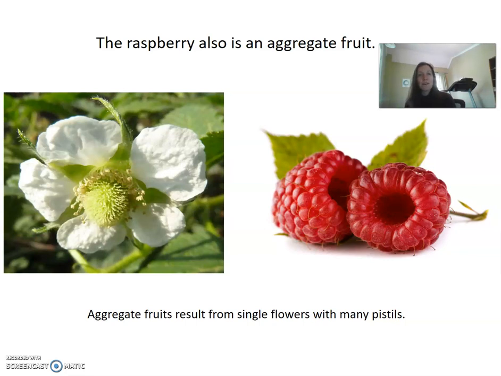So here we have an aggregate fruit with lots of, some people call them fruitlets, making up the actual raspberry. So this is a single flower with many pistils, many female parts to it, all becoming little individual fruits with seeds inside each of those little clusters.